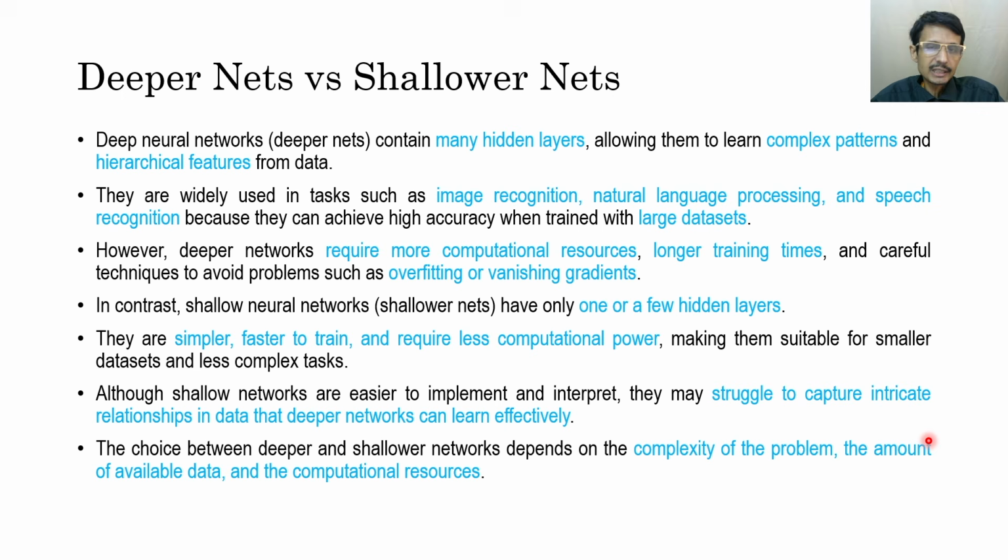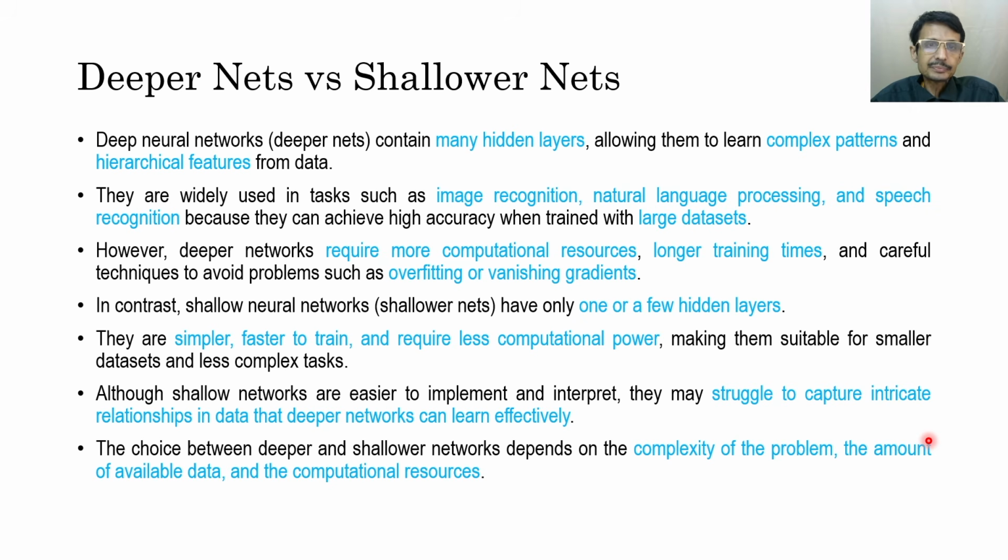This hierarchical feature learning gives an advantage and makes them more successful in computer vision tasks like image recognition, some NLP tasks, and speech recognition tasks. Definitely, another major reason for its success is that it is trained on a huge, large data set. So these are the definite advantages of deeper nets.